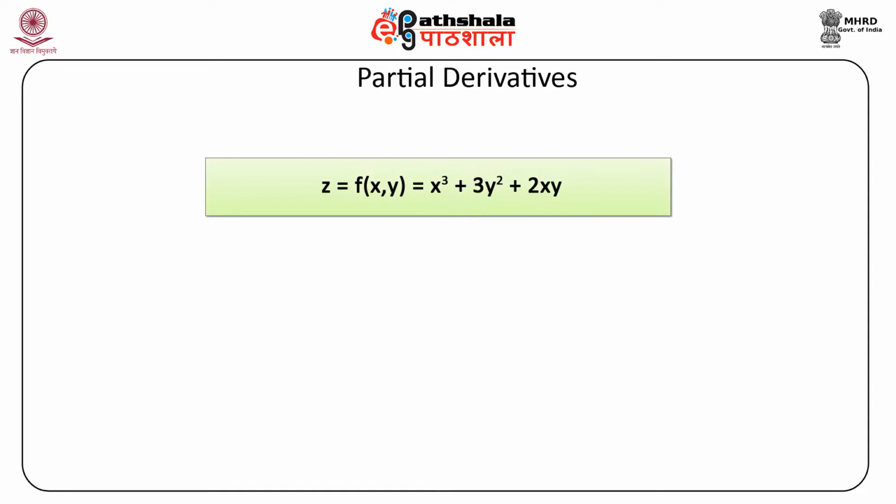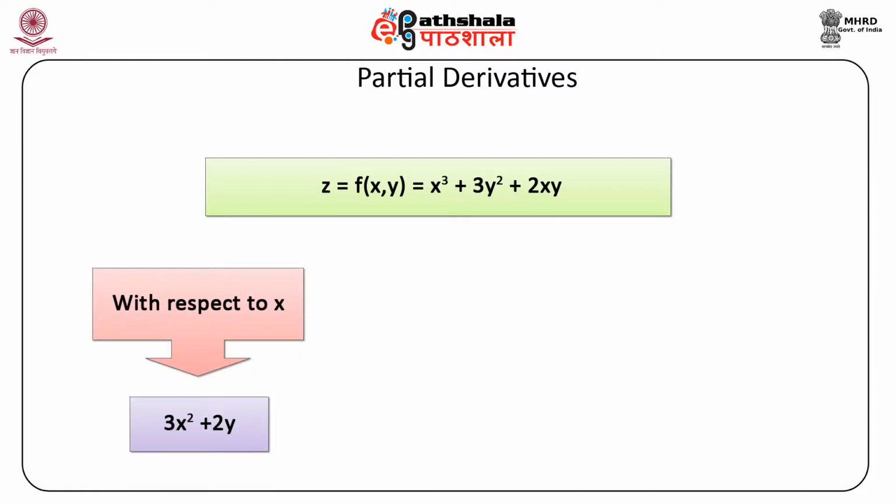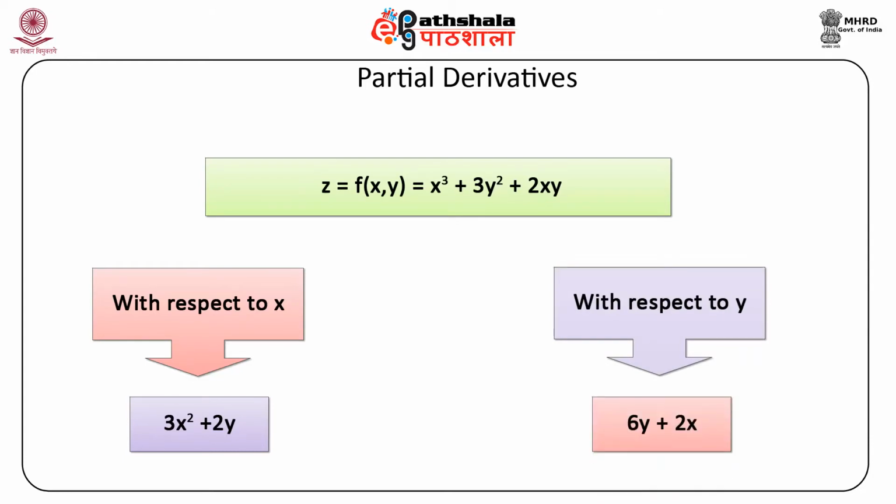Example, z is equal to f of x comma y is equal to x cube plus 3y square plus 2xy. The partial of the function with respect to x is given by 3x square plus 2y. The partial of the function with respect to y is given by 6y plus 2x.